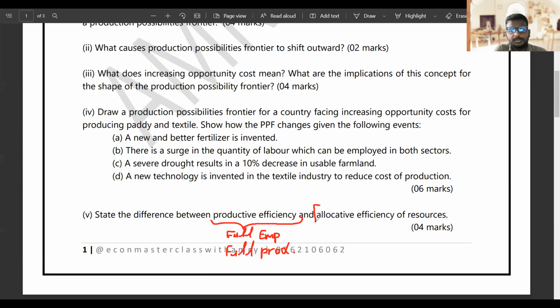Then allocative efficiency means what? It's the allocation of resources which is most preferred by the society. And then you say the condition. It's achieved when marginal benefit is equal to marginal cost. In other words, price is equal to marginal cost. And it can be seen only on one point on the PPC, not all throughout the PPC. That's it. You get 4 marks for that, pretty much.